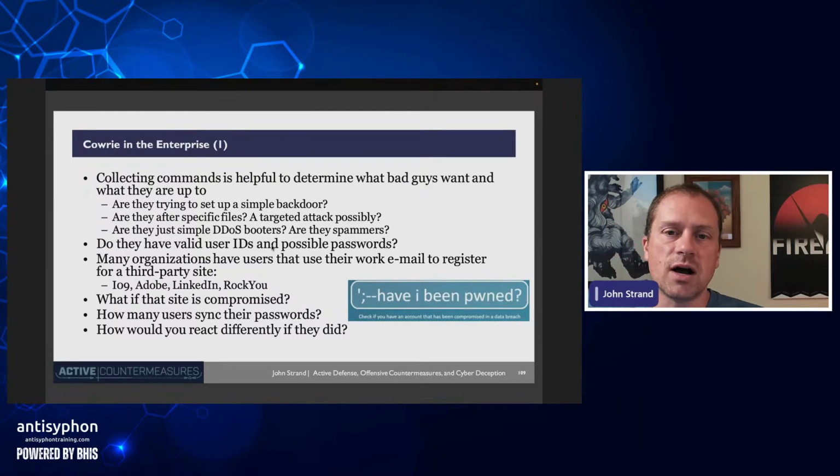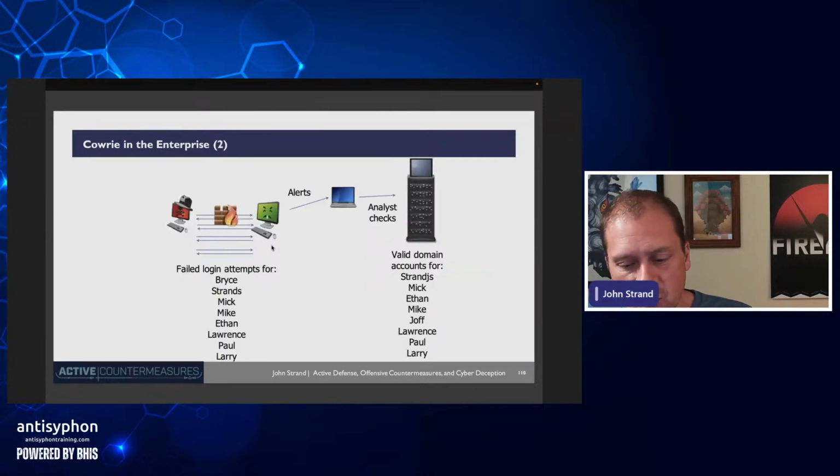In the lab, if you want to log in to Cowrie, just write this down. You have to log in as root. And if you log in with a password of like 123456, it's going to let you in. So you can try to log in as root. It's going to let you into the backdoor if you log in as root. But it's also going to capture any failed login attempts for any additional user IDs. So if you see somebody's trying to log in as Bryce, Strand, Mick, Mike, Ethan, Lawrence, Paul, Larry, and those are actual valid accounts in your domain, you're not dealing with just a script kiddie.